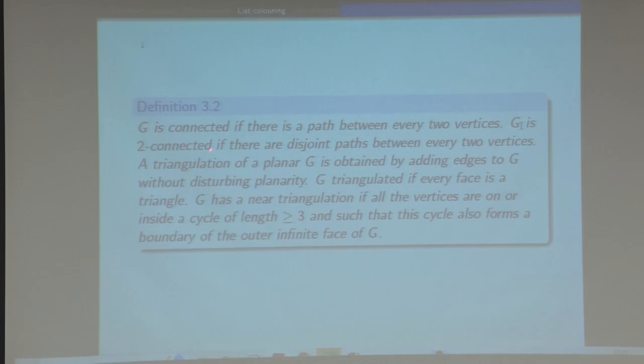All right, this is slightly a graph theoretic detour. This is a standard definition: connected if there is a path between every two vertices, two connected if there are disjoint paths between every two vertices. Essentially, two connected graphs are modeled after cycles. It's just that not every two connected graph is a cycle.